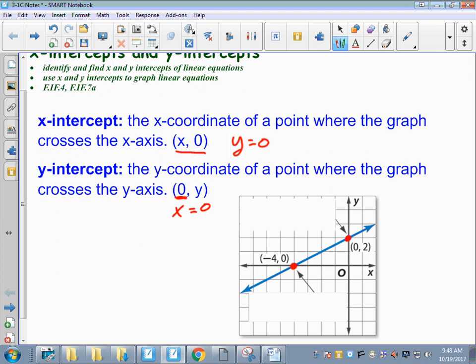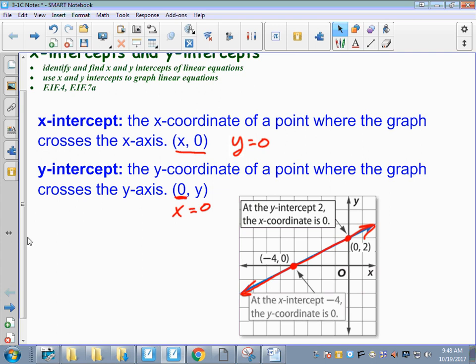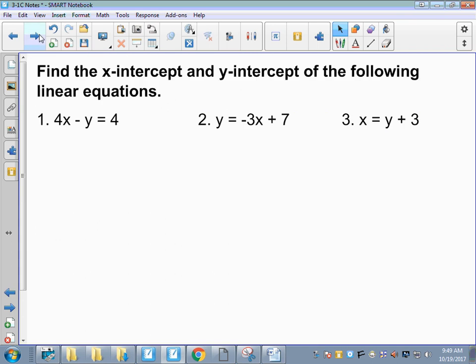And so when you have those 2 points, those are 2 critical points, a point on the y-axis, a point on the x-axis, you can then use those 2 points to make your nice straight line. So you connect and extend from there. We are drawing a picture of all the solutions. We cannot name all the solutions of an equation, so we can just draw a picture and say if the ordered pair falls on that line, it's a solution to that equation. So at the y-intercept 2, the x-coordinate is 0. At the x-intercept of -4, the y-coordinate is 0. We use those 0 values to find the x and y-intercepts.